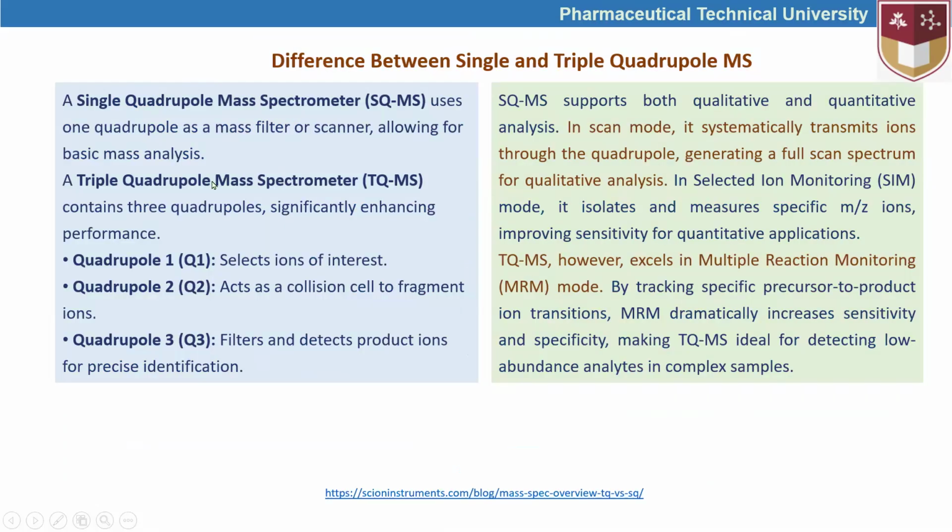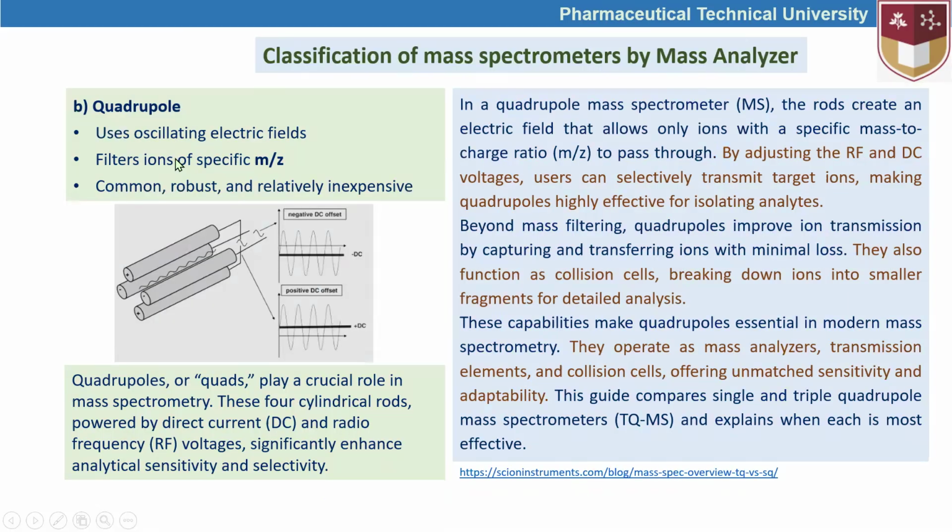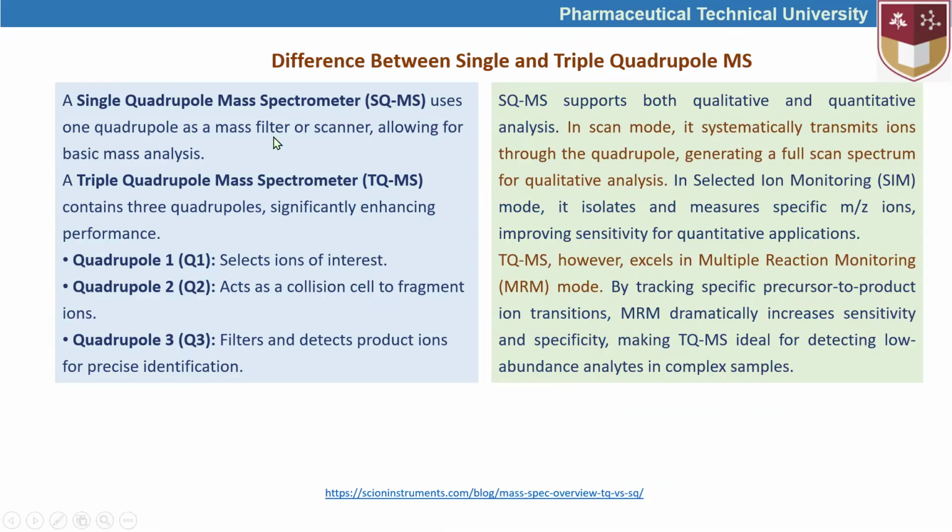We are going to see some more information about quadrupoles here. There are two types of quadrupoles, at least: single quadrupole and triple quadrupole. A single quadrupole mass spectrometer uses one quadrupole, as indicated here. In triple, we can see three consecutive quadrupoles. A single quadrupole mass spectrometer uses one quadrupole as a mass filter or scanner, allowing for basic mass analysis. A triple quadrupole mass spectrometer contains three consecutive quadrupoles, significantly enhancing performance.